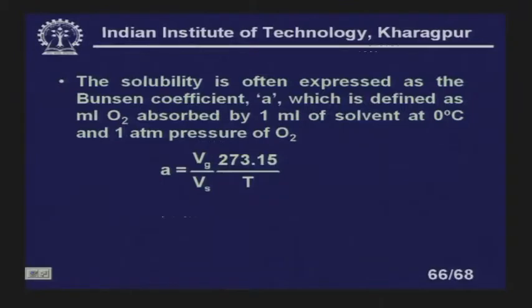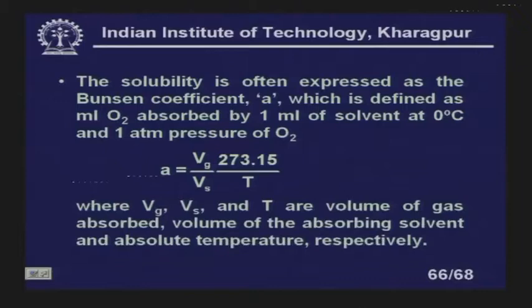This is my expression: A, the Bunsen coefficient, equals Vg times 273.15 upon Vs times T, where Vg, Vs and T are the volume of the gas absorbed, the volume of the absorbing solvent, and the absolute temperature, respectively.